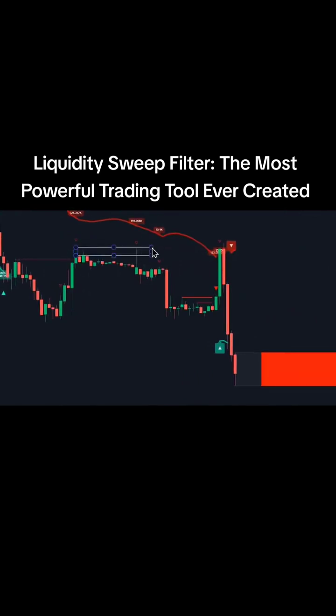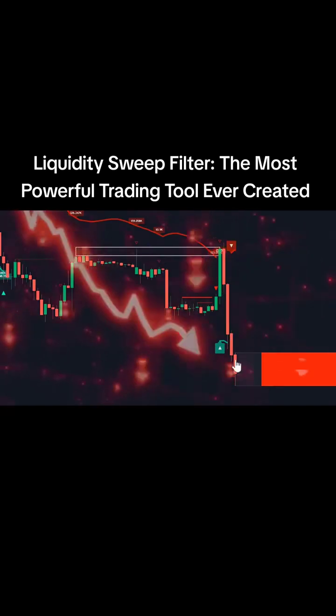On the other hand, buy-side liquidity typically refers to a swing high where retail traders are believed to have placed their buy-stop orders or stop losses for their short positions. When the market reaches that swing high, it triggers a burst of selling pressure, causing the price to drop.